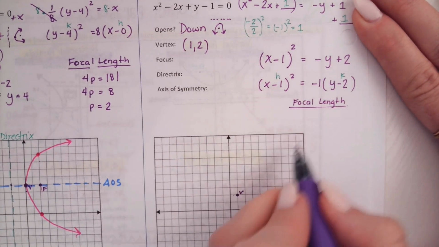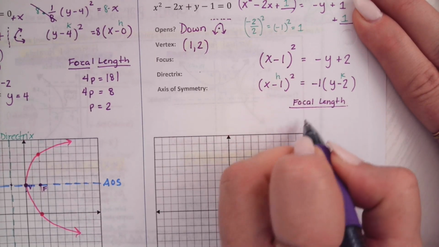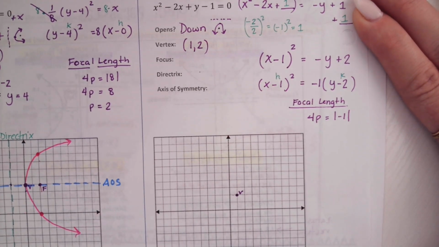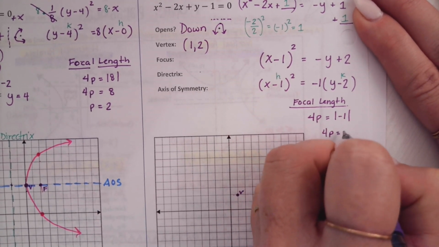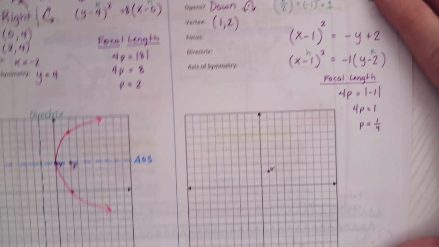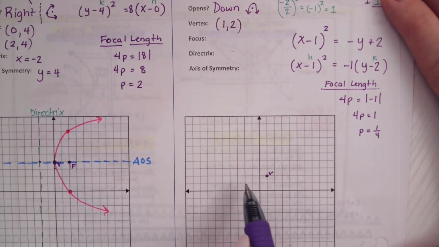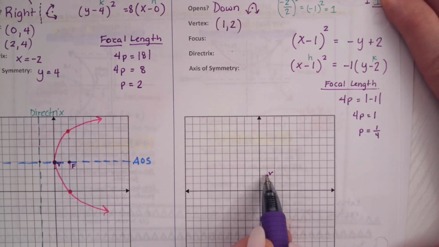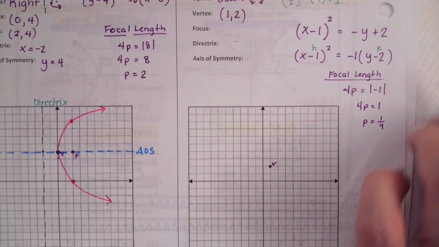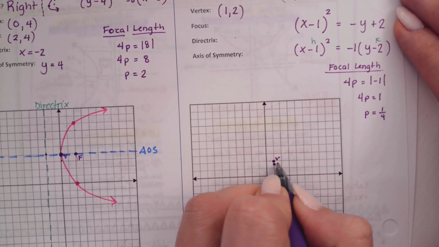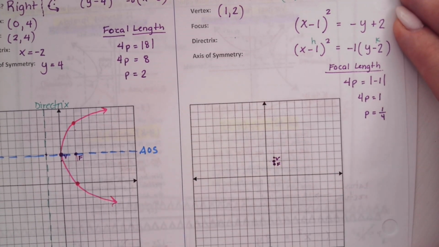Focal length, basically you take 4p, because this is equal to 4p. So you take 4p, you set it equal to the absolute value of that number. So 4p equals 1, which means p equals 1 over 4, so teeny tiny. So if this faces downwards, that means I'm going to have a focus that is 1/4 of a unit below the vertex. And I'll have a directrix that's 1/4 of a unit above it. So my focus will be 1/4 below. My directrix will be 1/4 behind.